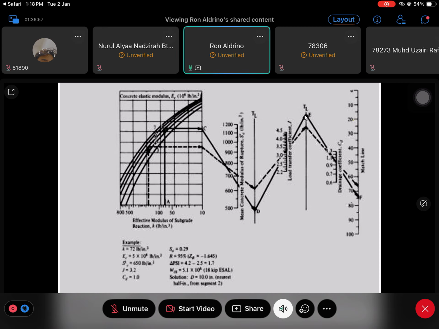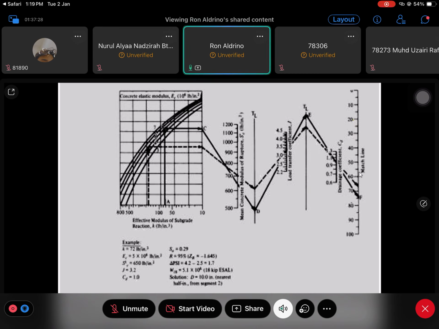Once you have completed this line, from point E here, you look at your drainage coefficient. Your drainage coefficient Cd is 1. So the value of 1 is over here. From the transiting line E, you draw straight towards your coefficient and go to F. So what is your match line? This is your match line.